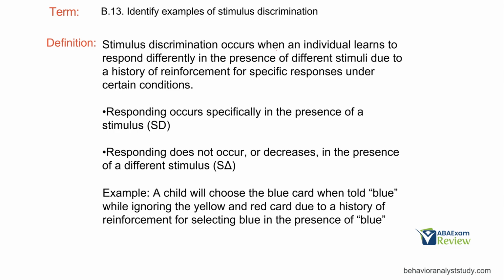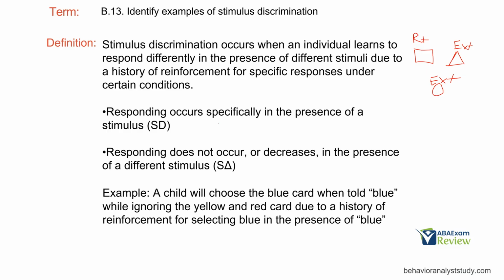So stimulus discrimination occurs when an individual learns to respond differently in the presence of different stimuli due to a history of reinforcement for specific responses under certain conditions. And this is just a different way to say what we just said. If we have different stimuli, square, triangle, circle, the individual is going to learn to respond differently because some of these may receive reinforcement while others do not. So if I say point to circle and they point to rectangle or square, no reinforcement is going to be delivered, and they're going to stop doing that. They're going to discriminate away from the square into these other shapes. If I say point to square or rectangle, and they do, and I reinforce it, then it's more likely that that's going to happen in the future under that specific condition.